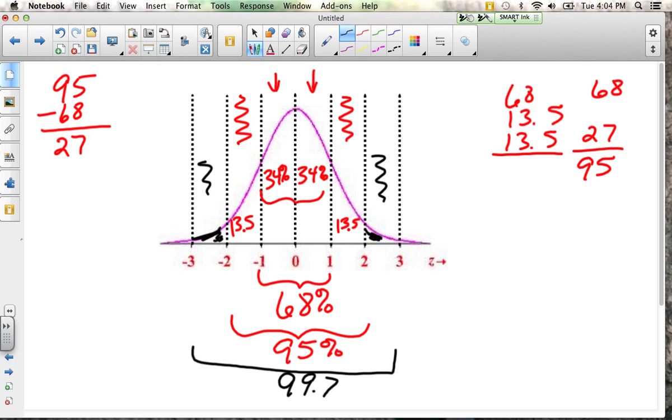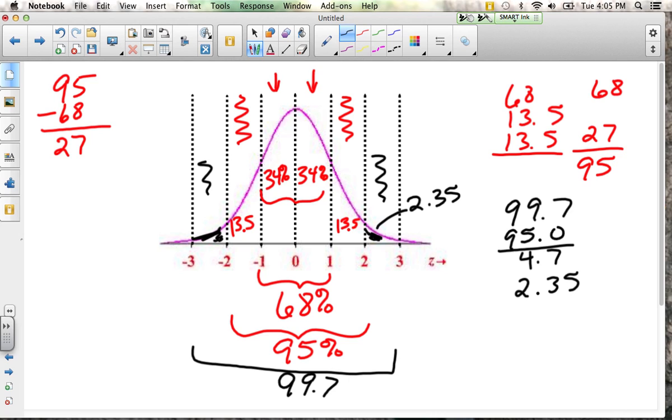has to add up. If I have 99.7, and I subtract 95, that leaves me with 4.7. Okay? Now that's going to give me a small number. So half of 4.7 is going to be 2.35. So that means this right here is 2.35. And that means this little area right here is also 2.35.